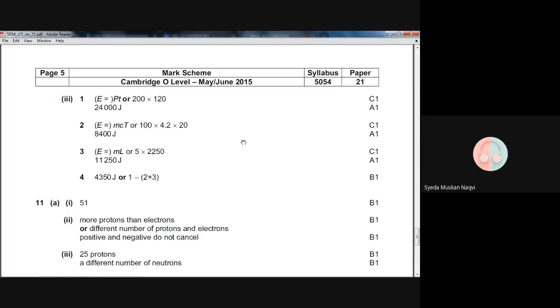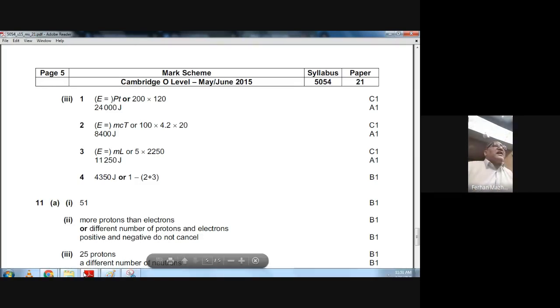Yes, sir. Okay, just multiply them, get the answer. 11,250 joules. Okay, so that much heat is used for converting it into the steam. Okay, so the next part.